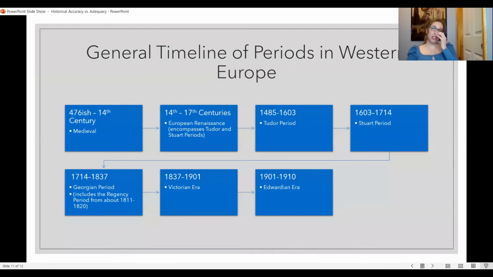So this is informational because I don't find a lot of halfway decent timelines that lay it out this easily. I thought this might be good to see the general timelines of periods in Western Europe. So from medieval and then moving through the different periods. I hope that's helpful to somebody. If it's not, well, it was there.